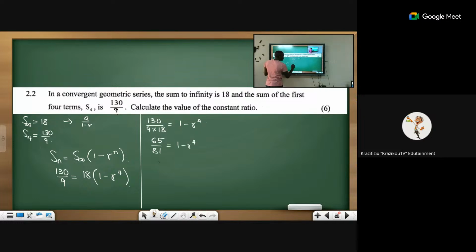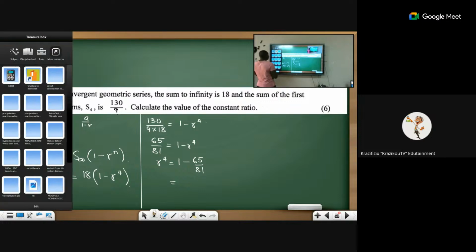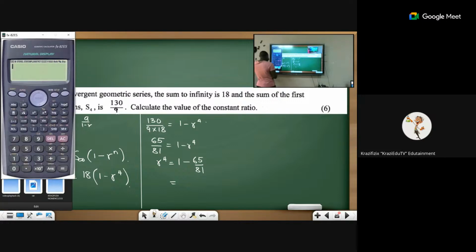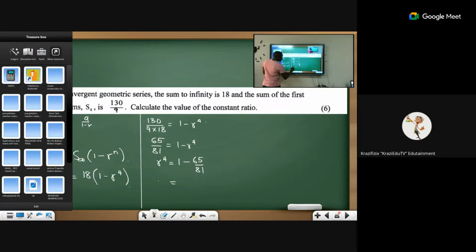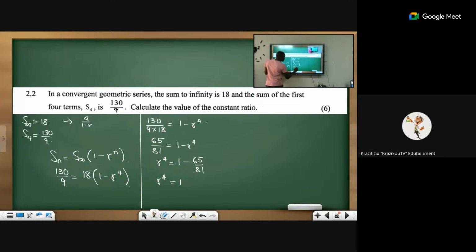What do I do? R to the power 4 would be what? 1 minus 65/81. And what will that give us? What is 81 minus 65? That's 16. So R to the power 4 is 16/81.